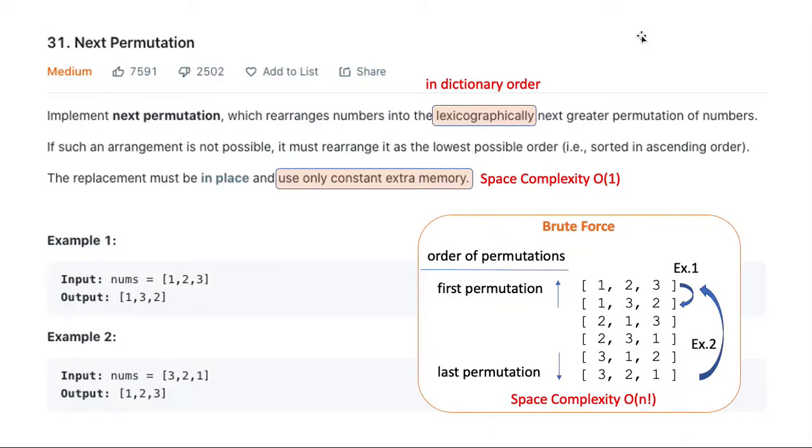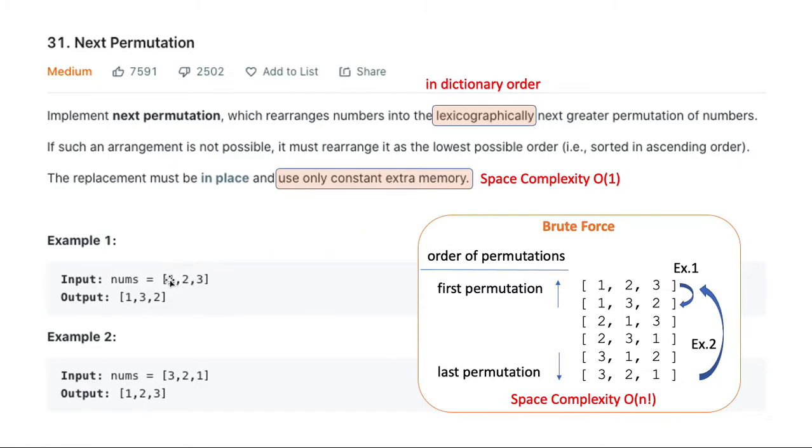Hello everyone and welcome. Today I would like to talk about next permutation. This question can be a little bit confusing, so let me explain. First of all, the question will give you a number array such as 1, 2, 3, and it asks you to return the next permutation. So what's the next permutation?